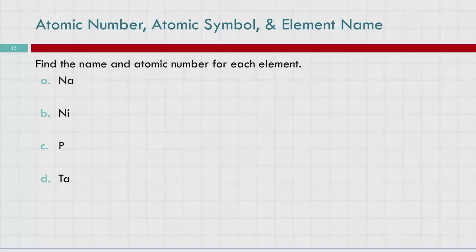All right, practice a few of these. If you've got your yellow sheet, that's a great reference to have. We want to find the name and the atomic number for each element. The atomic number, Z, is the number that shows up above the element. So for example, for nitrogen, the 7 that's in the top right corner or above, that's the atomic number, the number of protons.